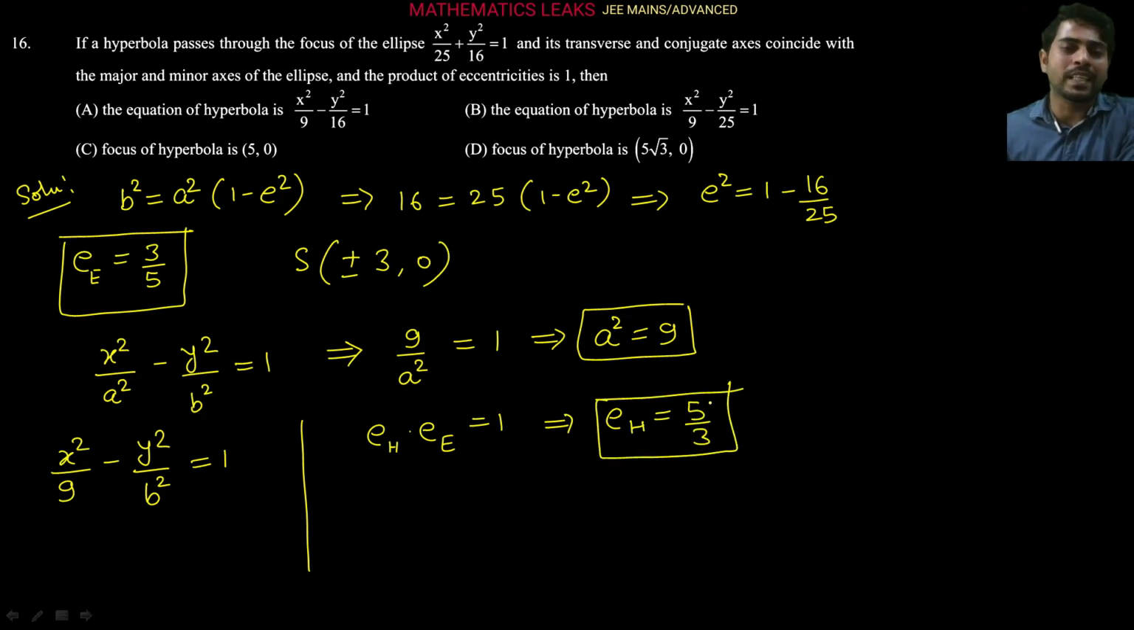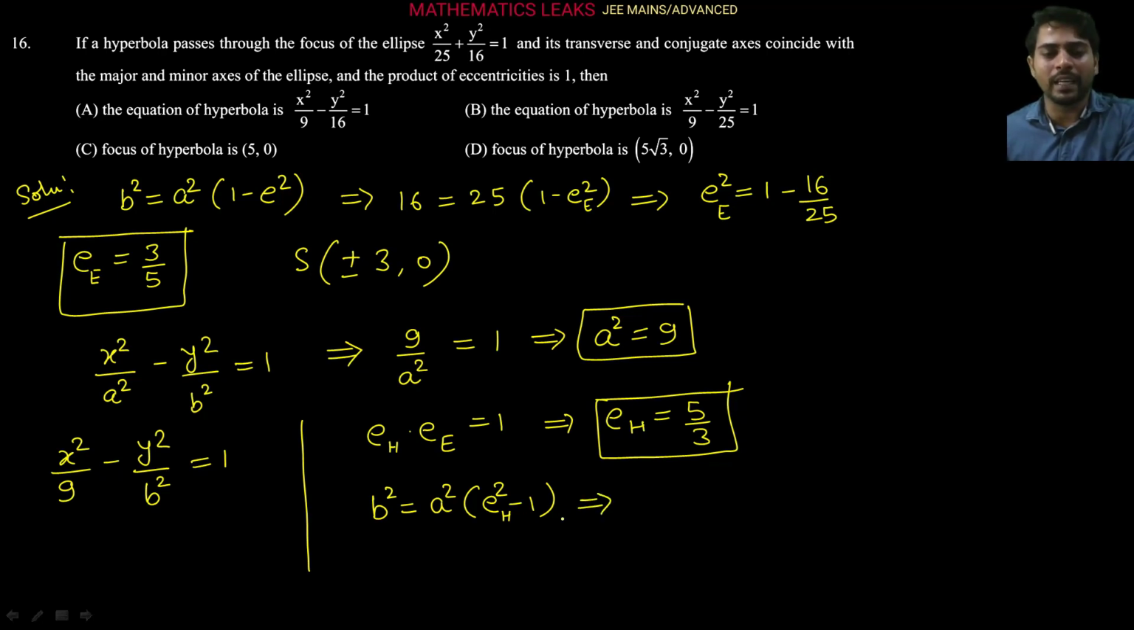So again, the transverse axis of the hyperbola and the conjugate axis of the hyperbola coincide with the major and minor axes of the ellipse. So we can easily write down the relation between transverse, conjugate axis and eccentricity as b square is equal to a square e square minus 1. Here I am giving a symbol e for the eccentricity of the ellipse, and here also it is written symbolically e.